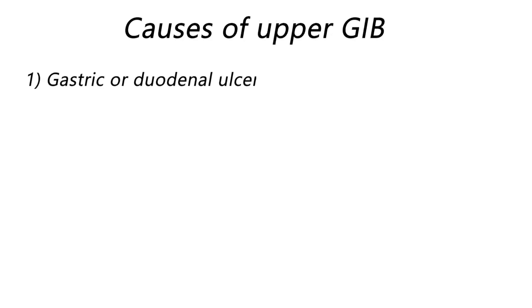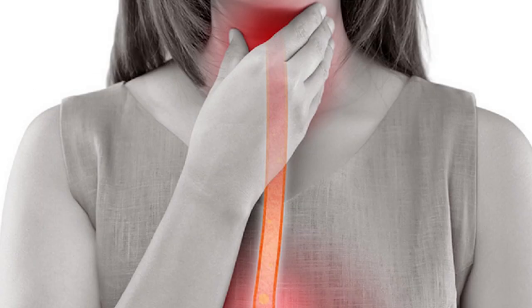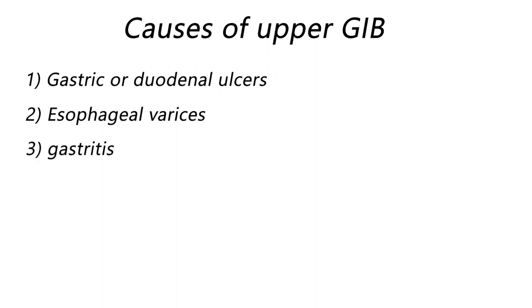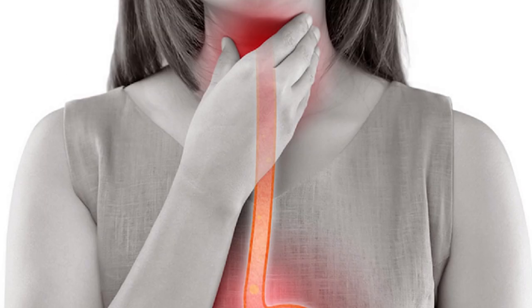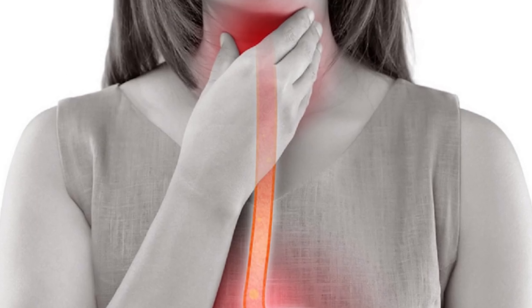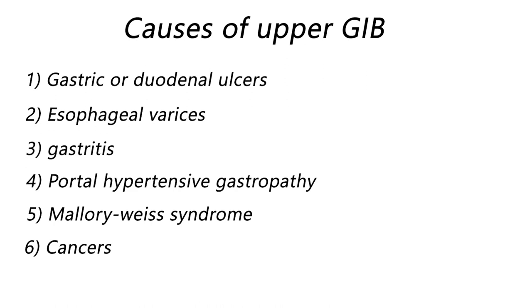The most common causes of upper GI bleeding include gastric or duodenal ulcers, esophageal varices or enlarged veins in the esophagus, gastritis, portal hypertensive gastropathy, Mallory-Weiss syndrome, that is a condition in which the inner lining of the esophagus tears, and cancers.